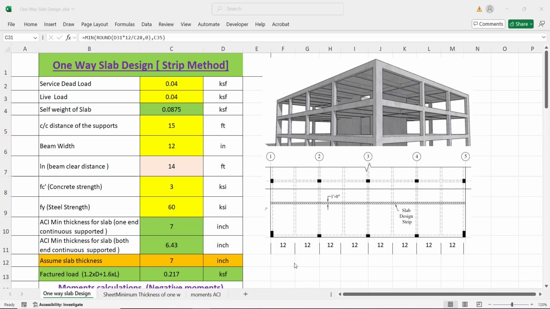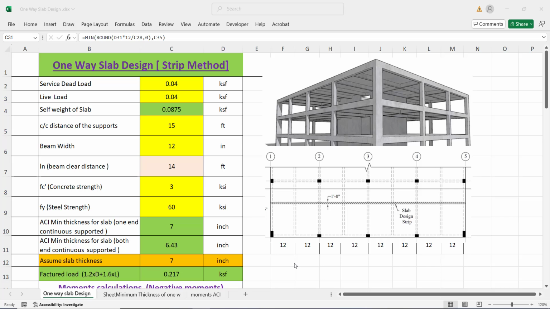Today we will discuss one-way slab design, that is, the strip method. How to analyze and how to design a one-way slab. I have presented this in a very simple and easy way, and it will take just 8 to 10 minutes to understand how to design a simple one-way slab using the strip method.